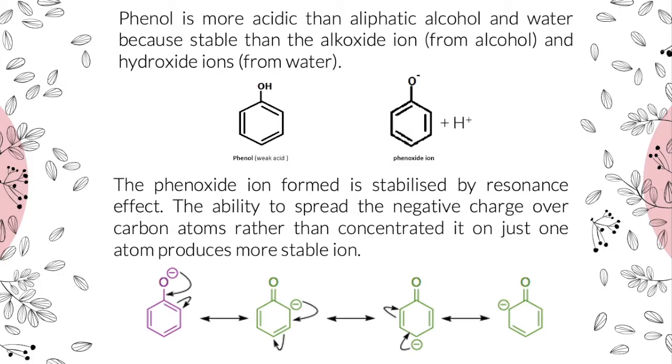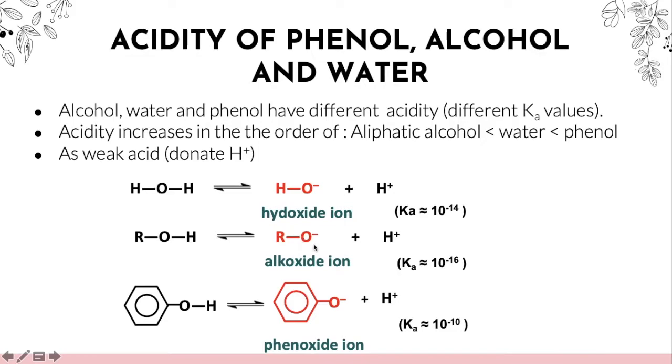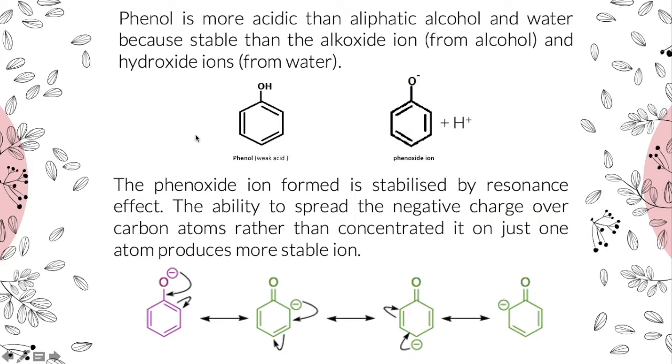Phenol is more acidic than aliphatic alcohol and water because its conjugate base is more stable than the alkoxide ion. Phenol has a stable phenoxide ion. This is phenoxide ion. The alkoxide ion is this, R attached to O minus, the R group, straight chain C attached to O minus. This is alkoxide ion. This is phenoxide ion. So phenoxide ion is more stable than alkoxide ion. The phenoxide ion is stabilized by resonance effect. So this is a resonance effect in phenoxide ion, which alkoxide ion doesn't have.